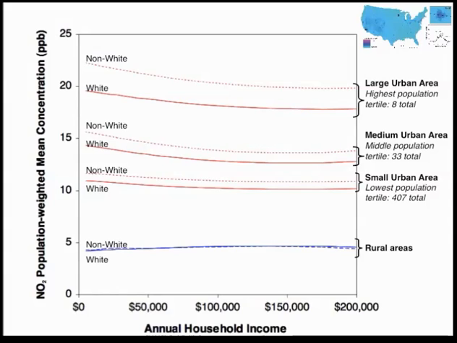So on average, areas that are higher income have lower air pollution in urban areas. In rural areas, it doesn't actually matter all that much. And in all 3 cases, whites have lower exposures than non-whites. In the case of large urban areas, race ends up being a more important predictor statistically than income, although they're both important. And in medium and small urban areas, they end up being about equally important, race and income.